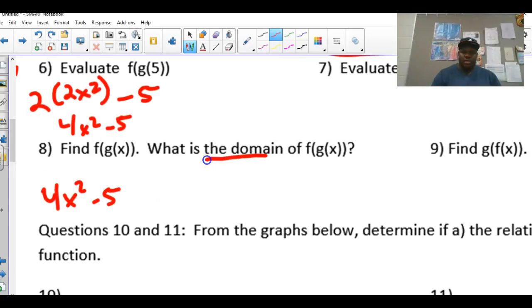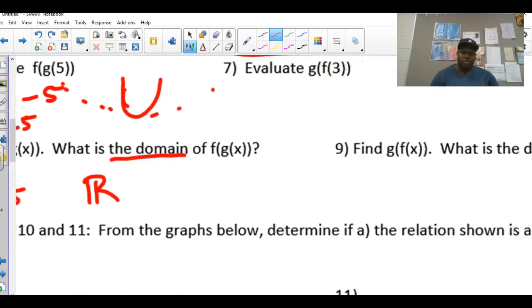Then it says, what is the domain? Well, guys, this is a quadratic. Because this is a quadratic, the domain is all real numbers. A quadratic, if you remember, this parabola doesn't stop getting wide. It's going to infinitely get wider and wider. It'll never stop getting wider, okay? So the domain is all real numbers.